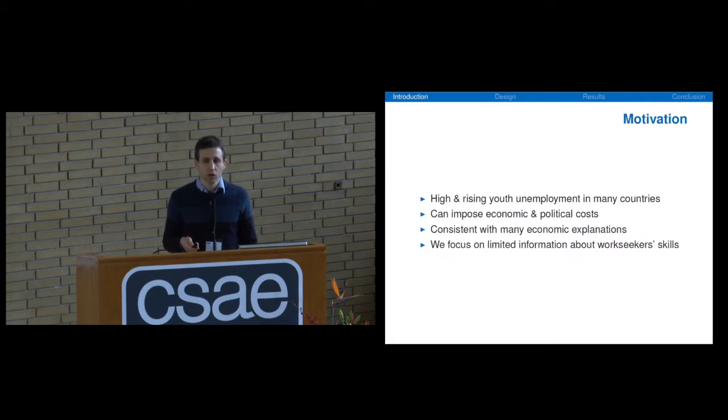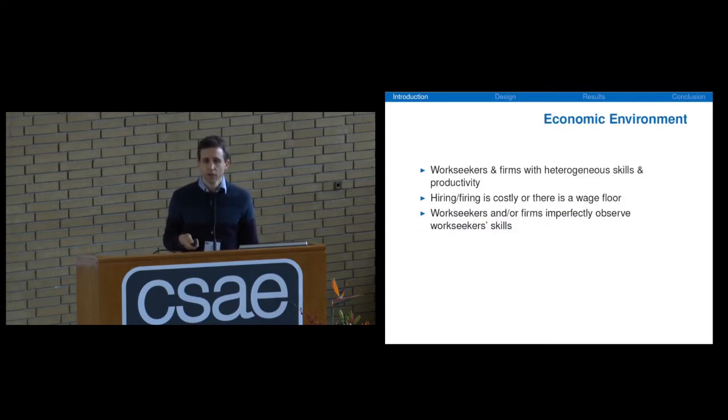It's consistent with a long list of economic models. We're not going to try and say that there is one true economic model that is generating this, but we're going to focus on one specific friction that can generate the high rates of youth unemployment that we see in a variety of countries, which is limited information about work seeker skills. So the core idea here is that work seekers have some sort of scalar or vector level of productivity and skills, and it might be difficult for the work seekers to observe those skills and for employers to observe those skills. So the economic environment that we'd like you to think about is one where there is a set of work seekers and a set of firms.